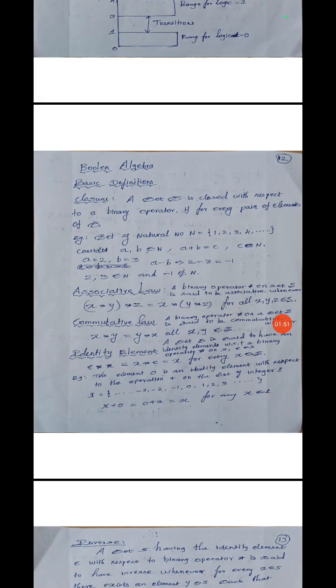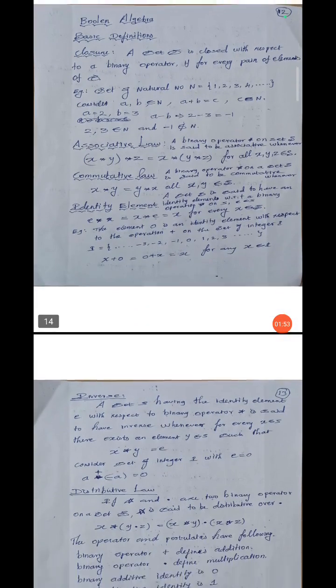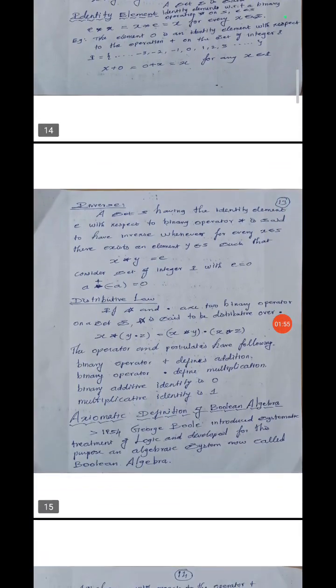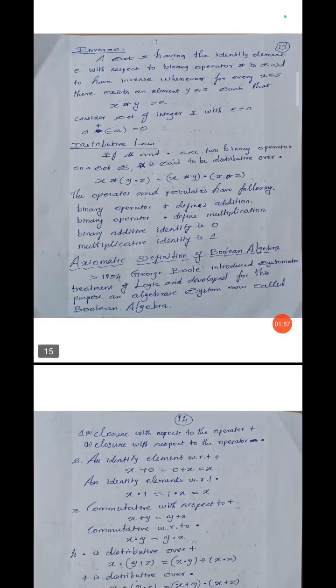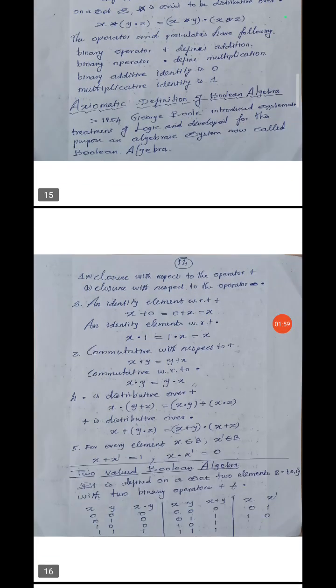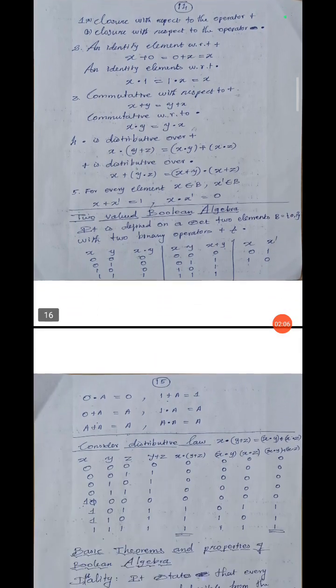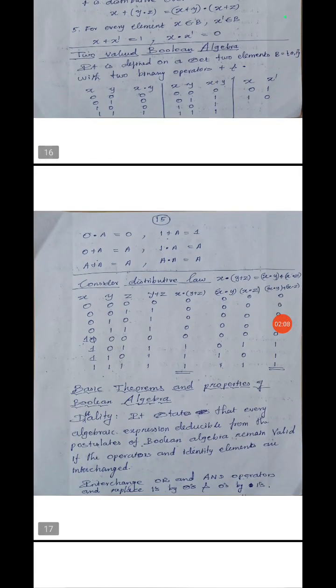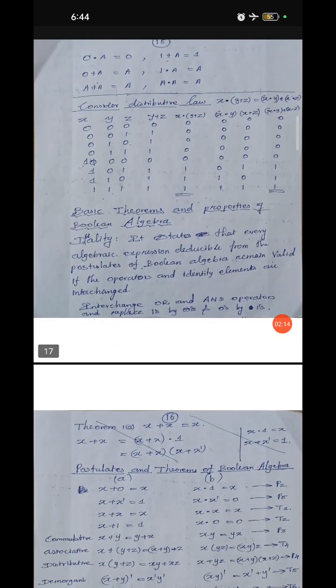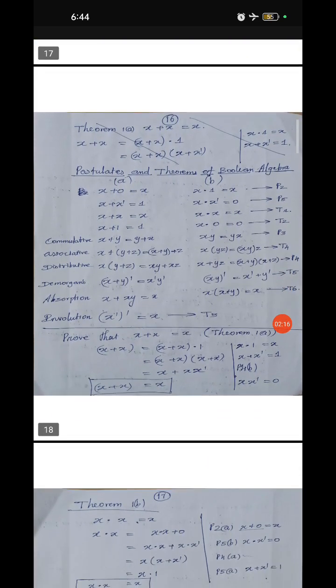The associative law, commutative law, then distributive law, then some equations. These are very important. So by using these equations, you can solve the problems in the first unit. And distributive law, etc. Then postulates and theorems.